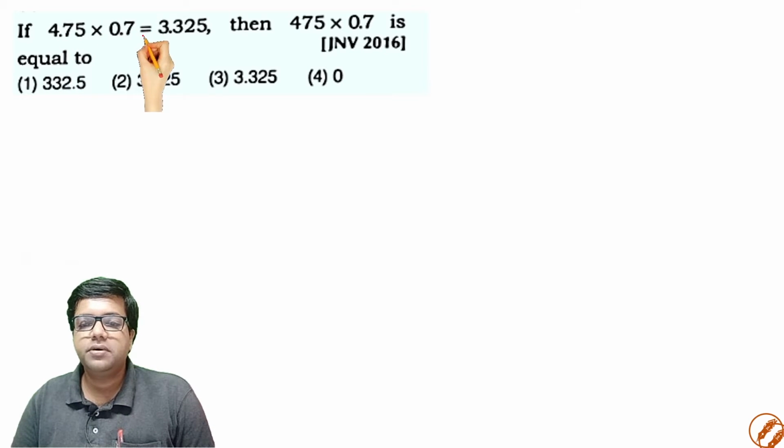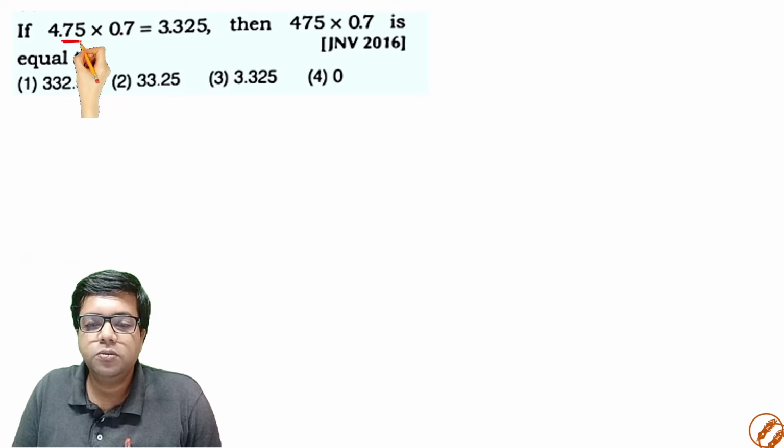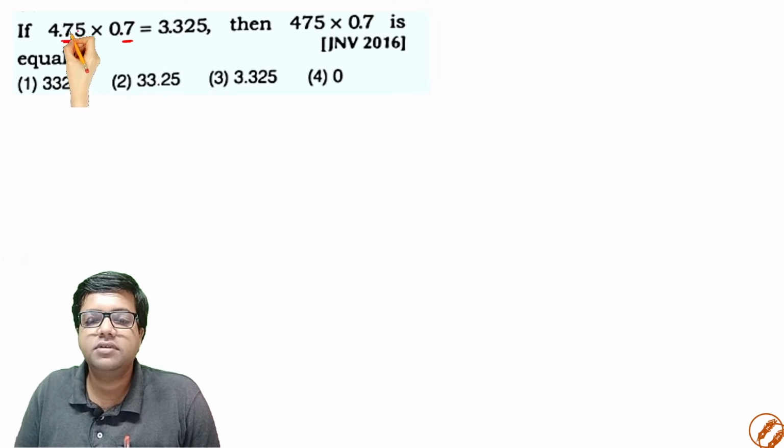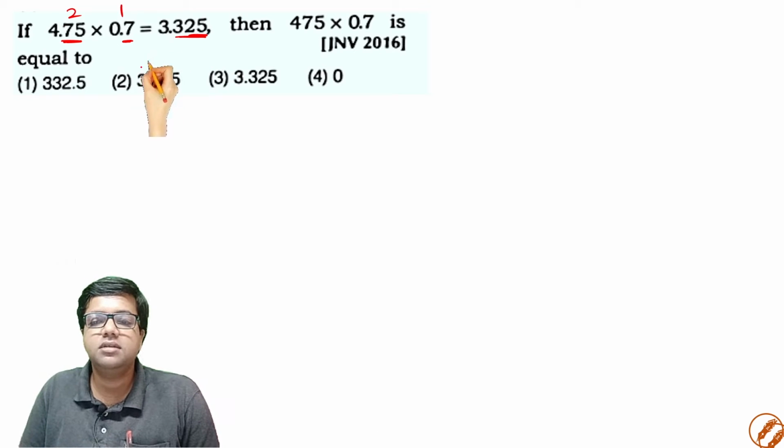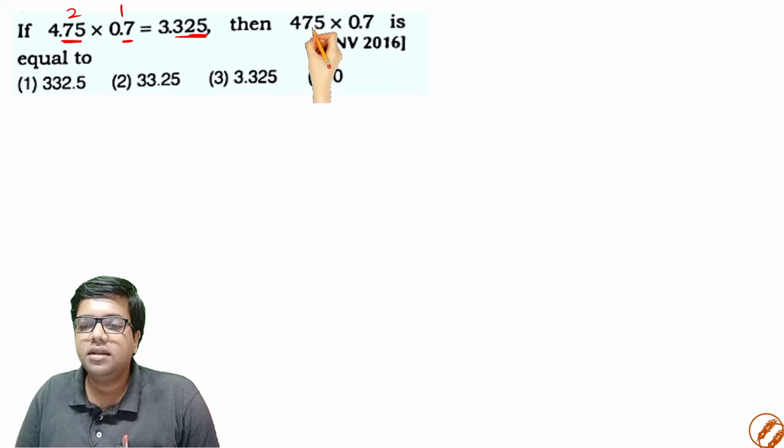4.75 into 0.7 is equal to 3.325. So 2 places are here, 1 place is there after the decimal point. Therefore 2 plus 1 is 3. In the answer, after 3 places, they are keeping a decimal point. Okay.